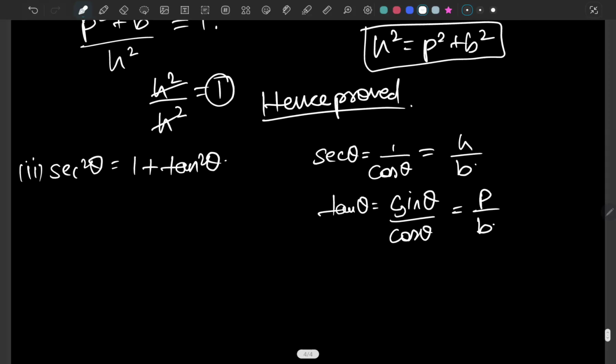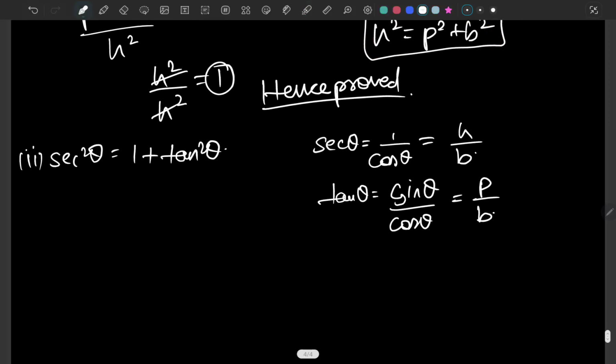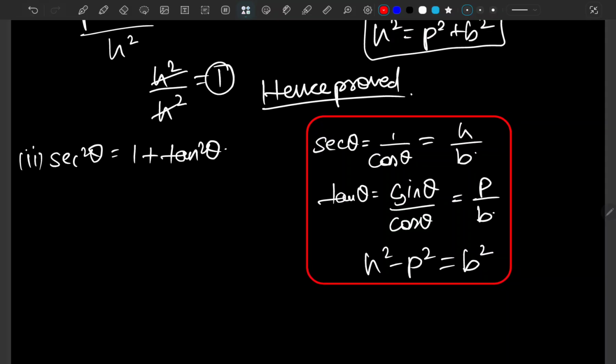Now if we square them, and again using this formula, for our case let's consider h squared minus p squared equals b squared. We just subtracted p squared from both sides of the Pythagoras equation.